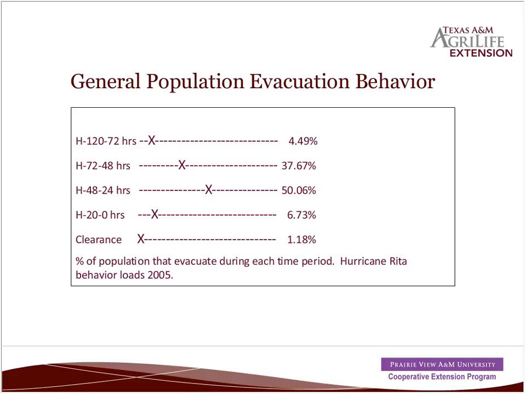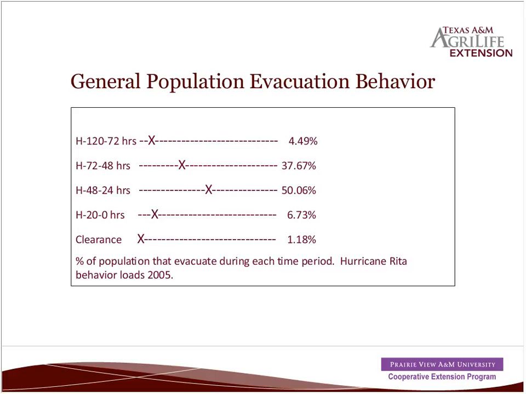So if you wait to that H minus 48, you're probably going to be on the road like my nephew was trying to get out of Humble. Took him 11 hours to get from Humble, Texas to College Station. So probably better to leave at 72 hours before.